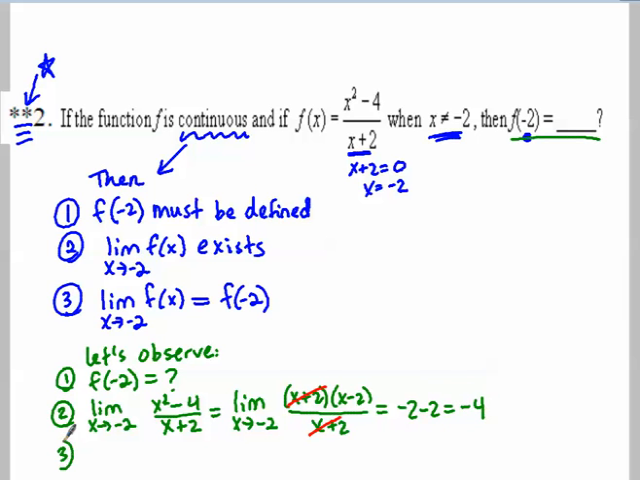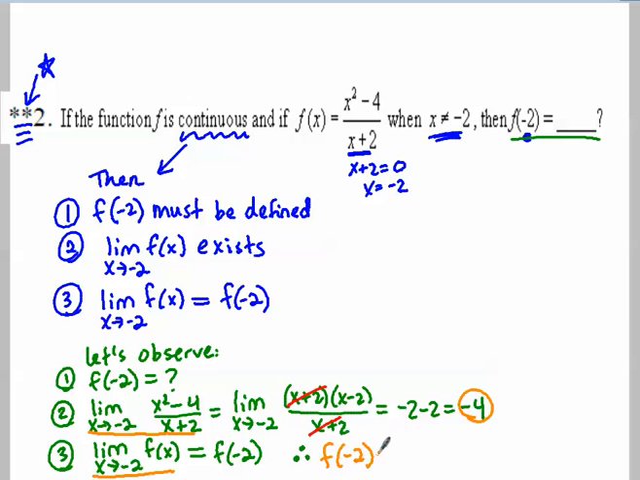Lastly, we know from our definition that the limit as x approaches -2 for our function must equal the function value at -2. Therefore, since we know that the limit as x approaches -2 for our function equals -4, then f of -2 has to equal -4. We've answered our question.